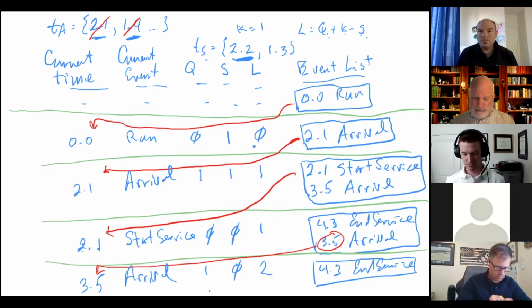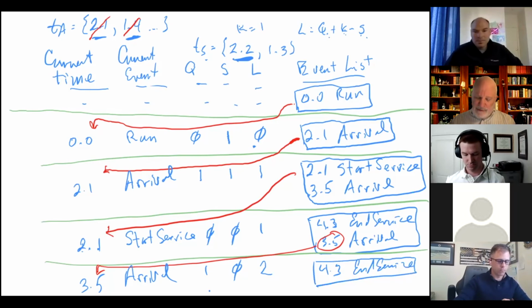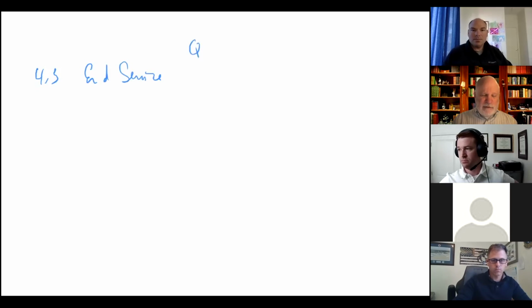Okay, so what we have is 4.3 end service. Remember, we had Q, S, and L.